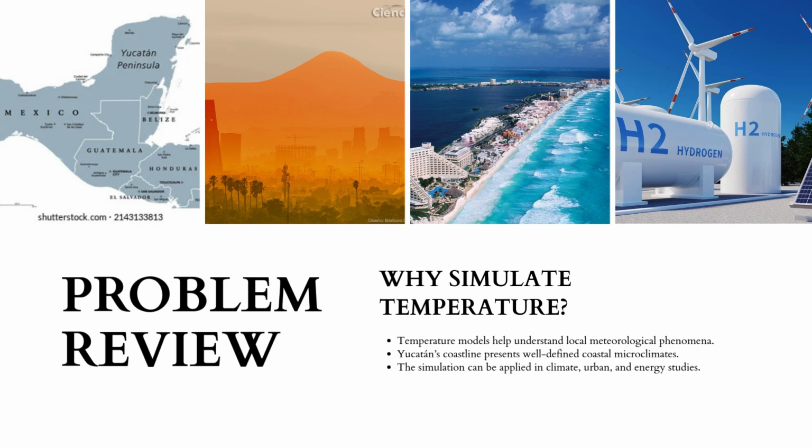Well, of course, it is important, but temperature models help understand local meteorological phenomena. As we told before, we can simulate the different temperature of the different places only using a heat equation and considering different things such as wind, humidity, and even height of the place. And of course, the Yucatan coastline presents well-defined coastal microclimates, meaning that if cities are on the coast, they are cooler than cities that are in the inner continent.